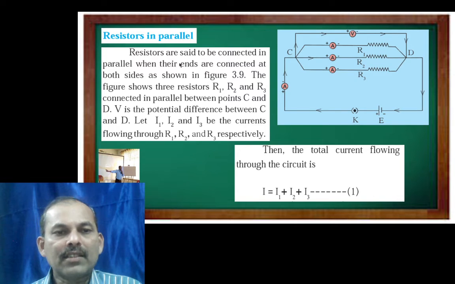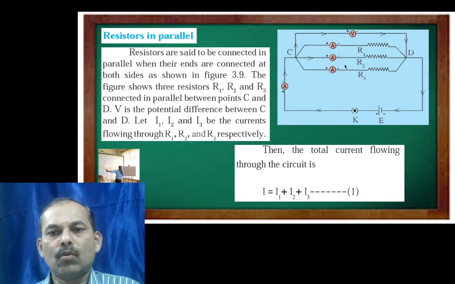Resistors are said to be connected in parallel when their ends are connected at both sides as shown in this figure. Every end of these resistors is connected to both points C and D. In this figure, three resistors R1, R2 and R3 are connected in parallel between points C and D.